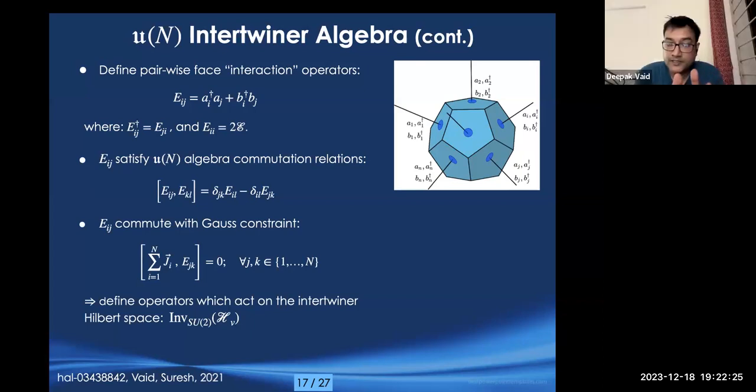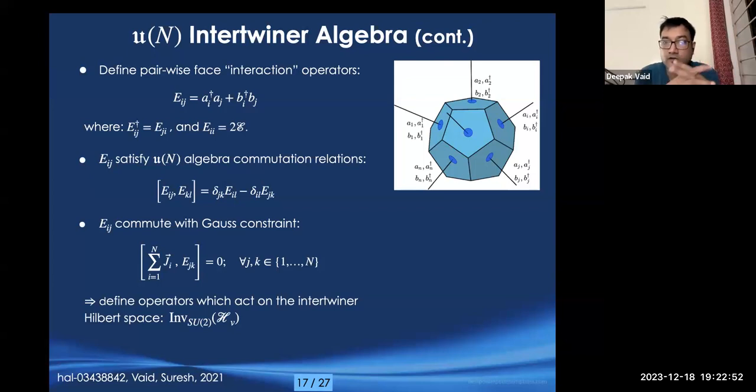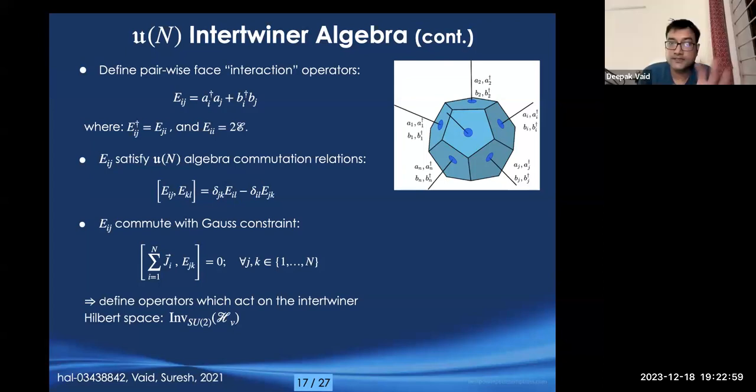So if these operators did not commute with the Gauss constraint, then they would take you out of the physical state space. When you excite one face from the other, it would open the polyhedra. The polyhedron would not remain closed. Yes, it would open. That's what makes these useful.